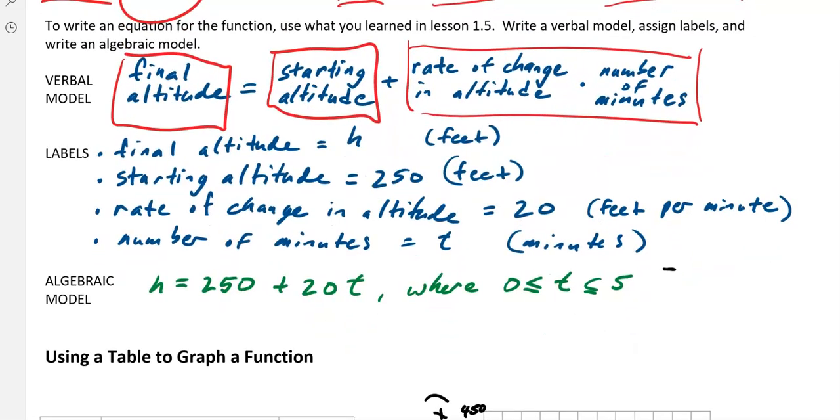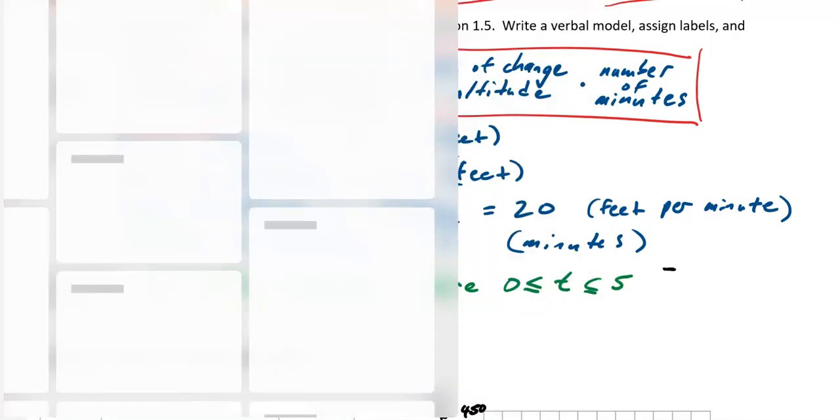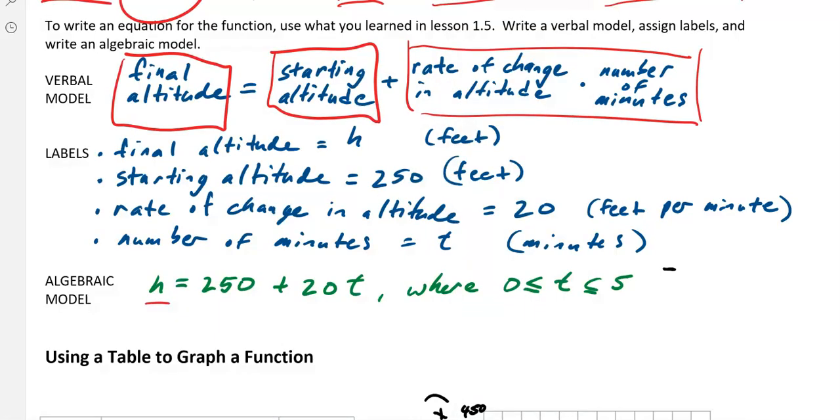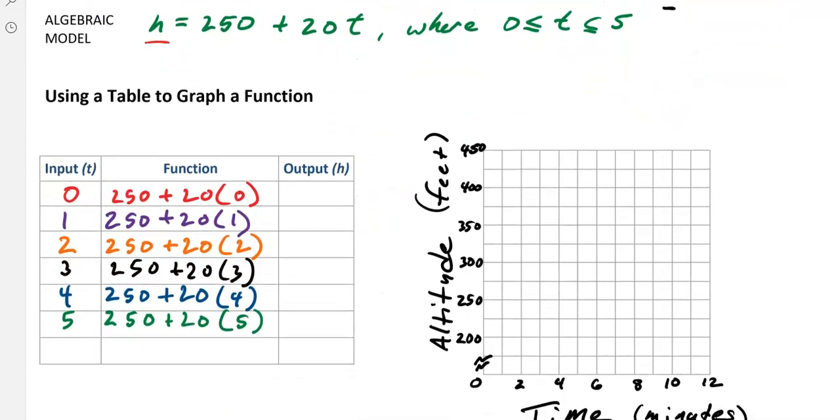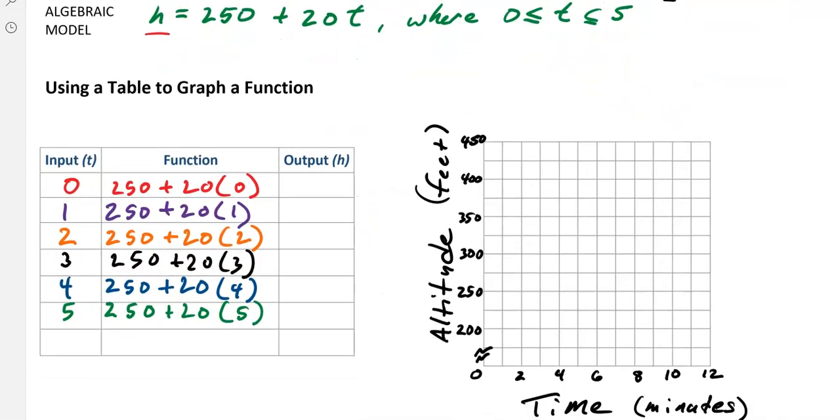So here's our algebraic model now. Your total altitude is equal to 250 plus 20 multiplied by the number of minutes, where t is greater than or equal to 0 but less than or equal to 5. So we can graph this function. Make sure you're writing all this down, please. Graph this function and make a table first.